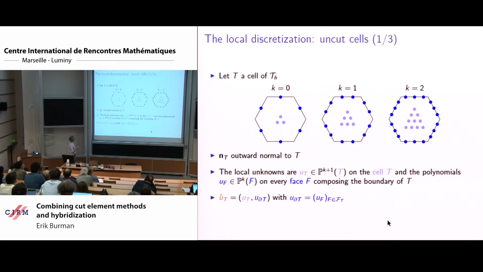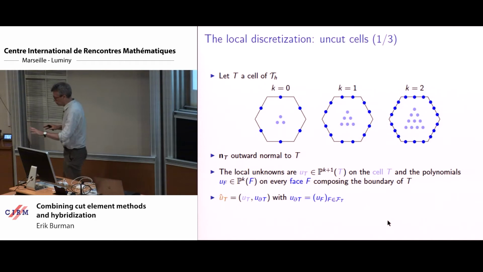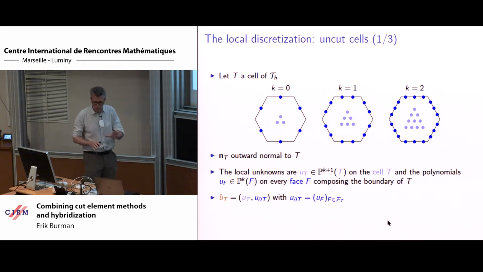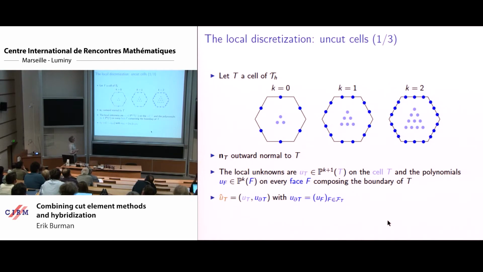Okay, so now we need to do this separately. Since everything is local here, we need to introduce what we do in the uncut cells, and then the cut cells. And the uncut cells is exactly what you would do for just standard HHO. So I'll be a bit quicker here.